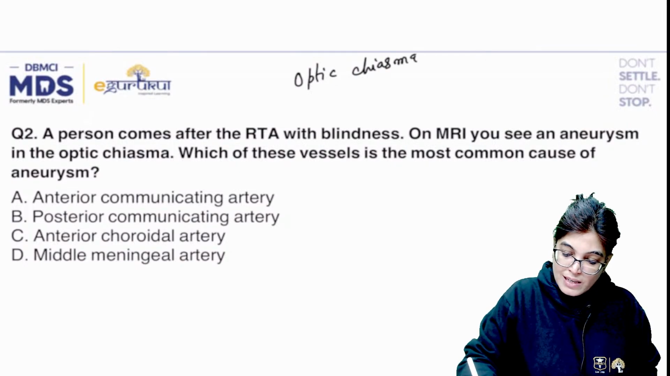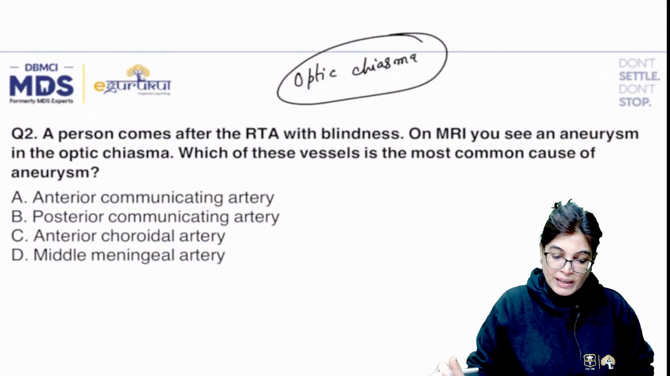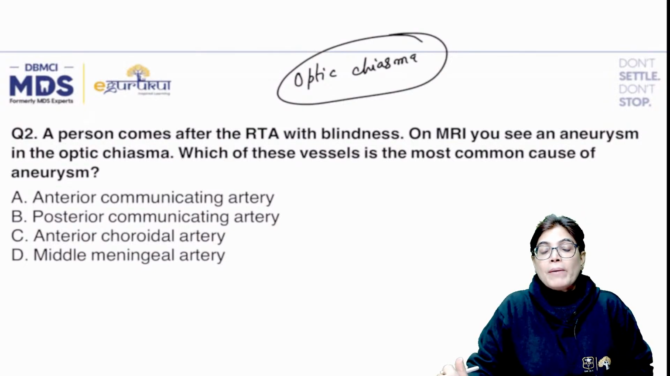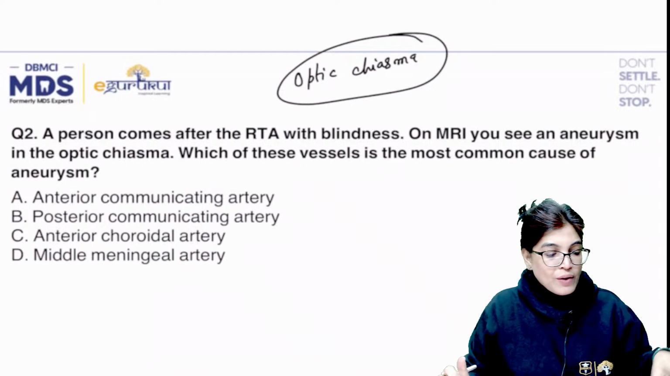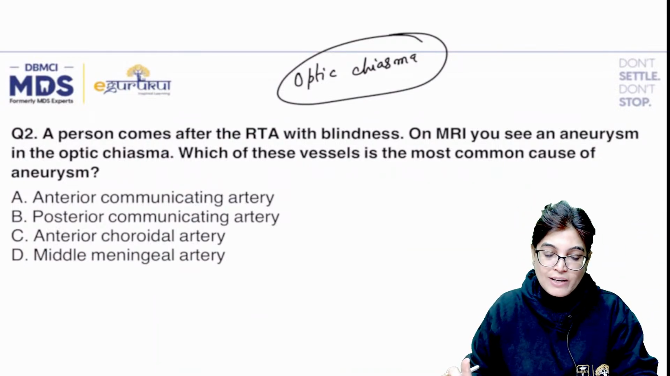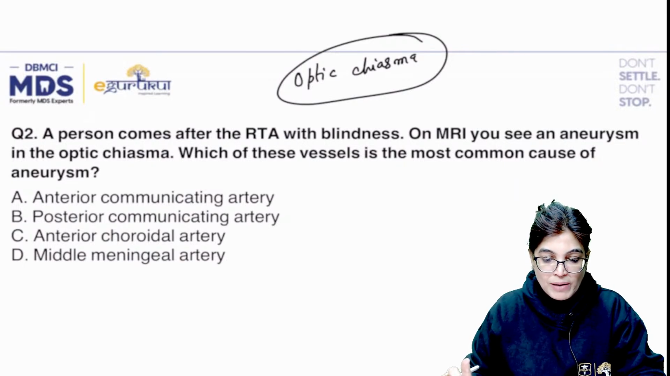So we know that the site is the optic chiasma and the aneurysm is at the level of the optic chiasma, and we have to see which of these arteries is the reason for the compression of the optic chiasma. The options given are anterior communicating artery, posterior communicating artery, anterior choroidal artery and the middle meningeal artery. Anyone can give a guess, and these are questions from previous years of the NEET MDS examination. So you can give me the answer there.